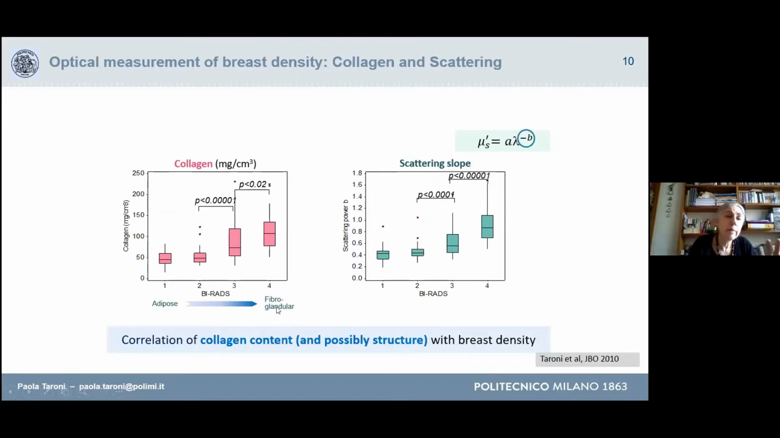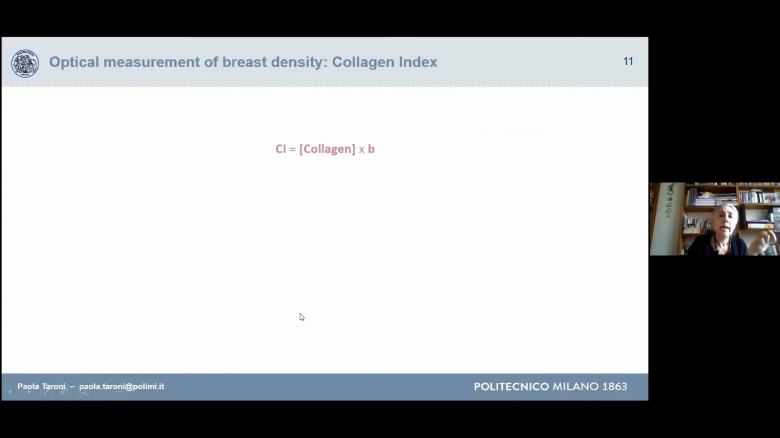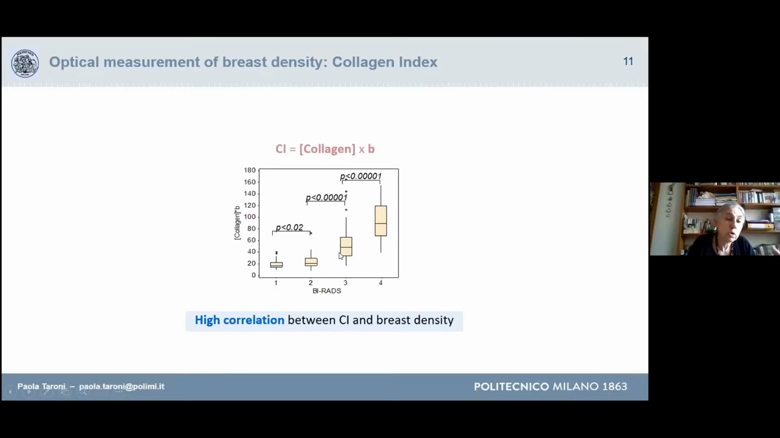So we have two parameters that depend on collagen content, and also structure, the collagen and the scattering slope, and they both correlate with breast density. So we simply multiply these two parameters, and we obtain a good correlation with breast density. So we have a non-invasive way to measure breast density, and in particular to identify women that are at high risk, women in Bi-RADS category 4. If collagen proves to be an independent risk factor, this estimate will be even more important, obviously.